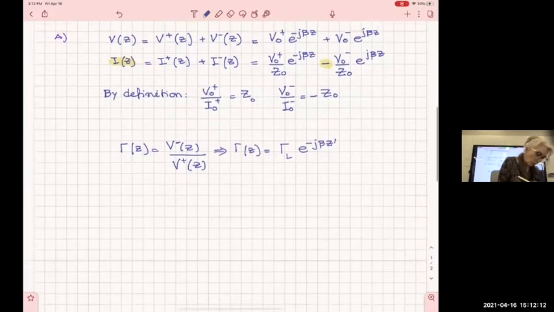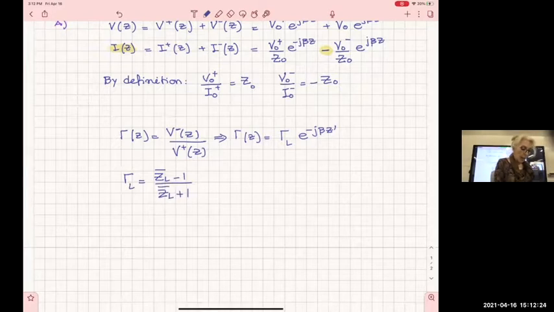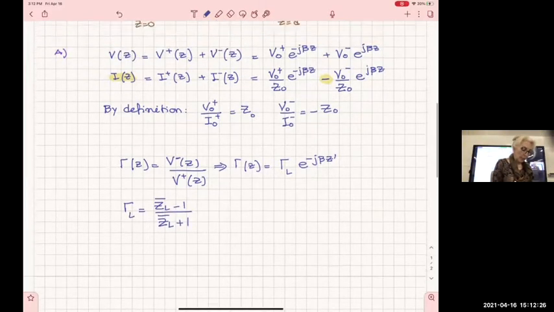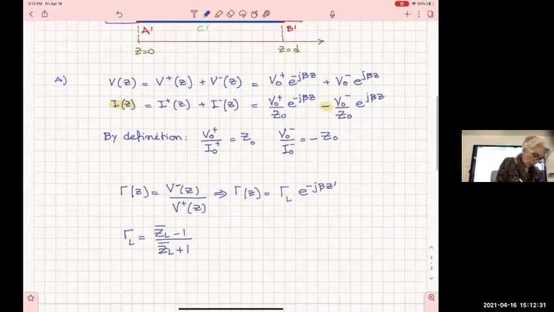And then also we know gamma L. How much is gamma L? Gamma L is ZL normalized minus 1 over ZL normalized plus 1. And from these two relationships, I can also find gamma L. Let's leave that for a moment. We don't need any more relationships, that's enough of what we have.